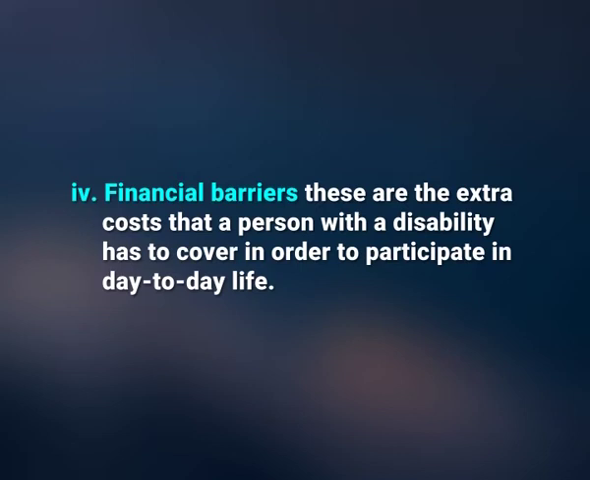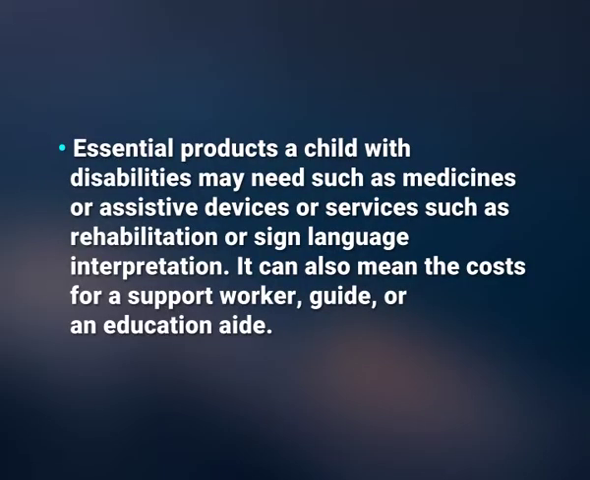Then we have financial barriers. These are the extra costs that a person with disability has to cover in order to participate in day-to-day life. Now, examples of the financial barriers include essential products a child with disability may need, such as medicines or assistive devices, or services such as rehabilitation or sign language interpretation. It can also mean the cost for a support worker, guide, or an education aid.